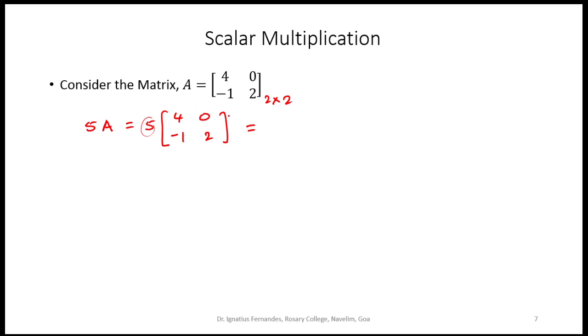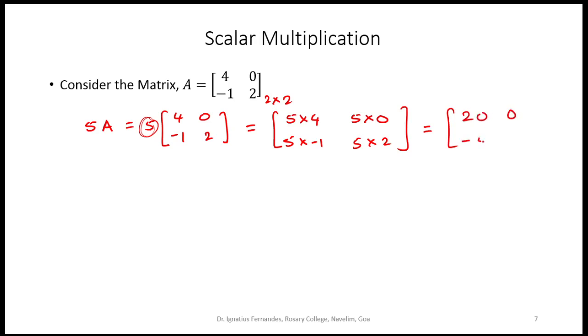So 5 multiplied to this matrix: you have to multiply 5 to 4, 5 to 0, 5 to minus 1, and 5 to 2. So you are multiplying this number 5 to each of these. What you will get is 20, 0, minus 5 and 10. So 5 4s are 20, 5 into 0 is 0, 5 into minus 1 is minus 5, 5 into 2 is 10.